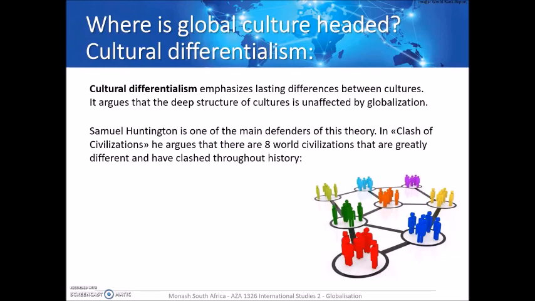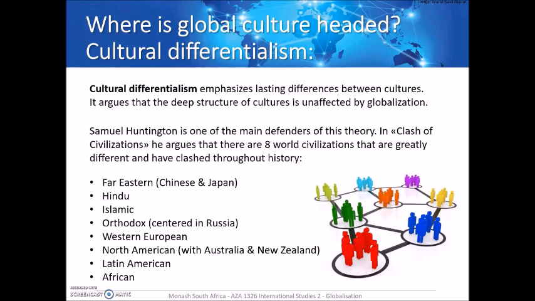He has written a very controversial book called Clash of Civilizations that has been subject to a lot of critique as well. And he basically argues that there are, well, he says 7 to 8, I've picked 8 world civilizations that are greatly different and that have clashed throughout history. According to him, those 8 world civilizations are the following. The Far Eastern, which would basically be Chinese and Japanese culture. The Hindu civilization, the Islamic, the Orthodox, which is centered around Russia. The Western European, the Northern American, and he puts Australia and New Zealand into that same box. The Latin American civilization and the African.